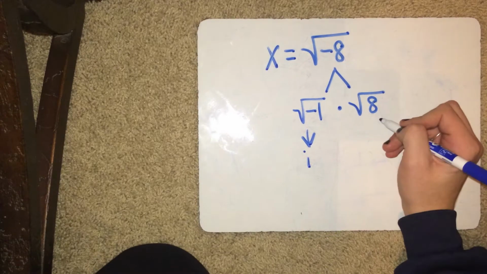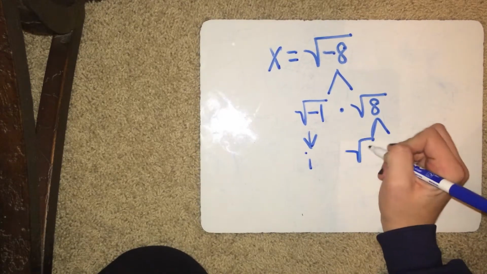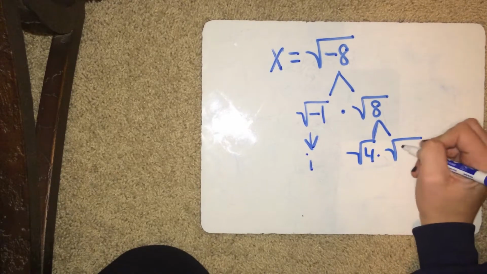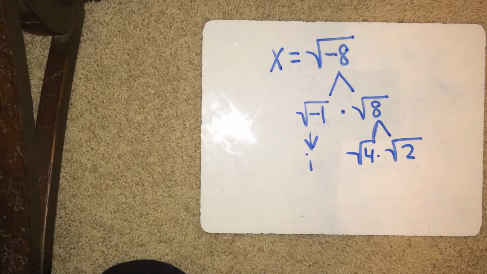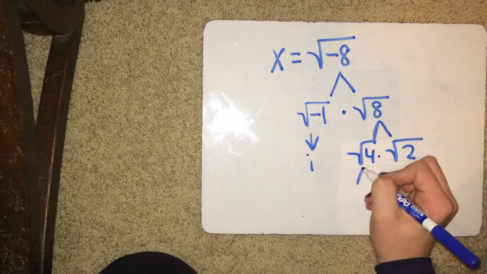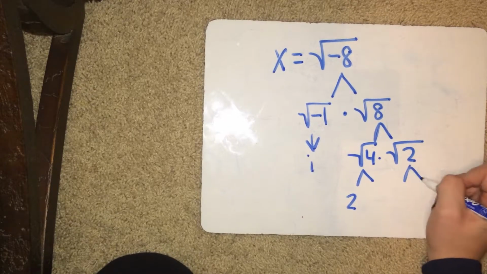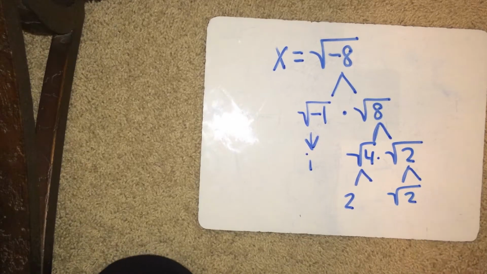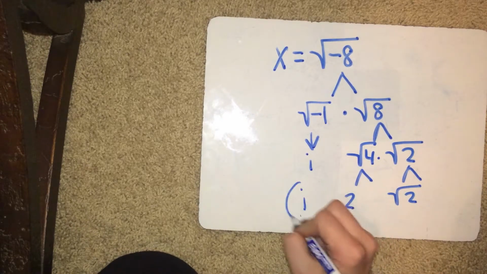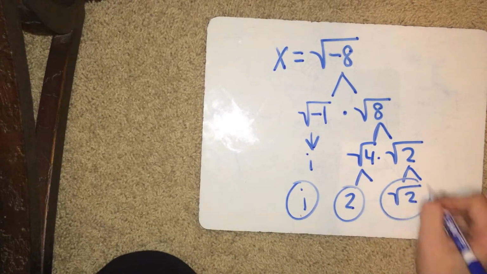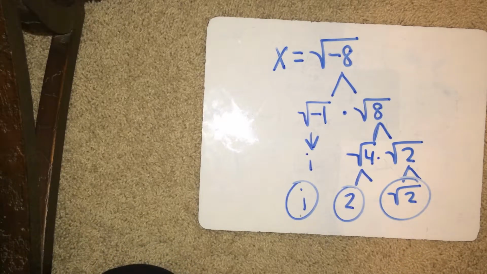And then from there, you're going to work with the square root of the positive 8, breaking it up even more into the square root of 4 times the square root of 2, because 4 times 2 is 8. The square root of 4 is just a positive 2, and the square root of 2 cannot be made into any simpler terms. So what we're left with is i, 2, and the square root of 2.